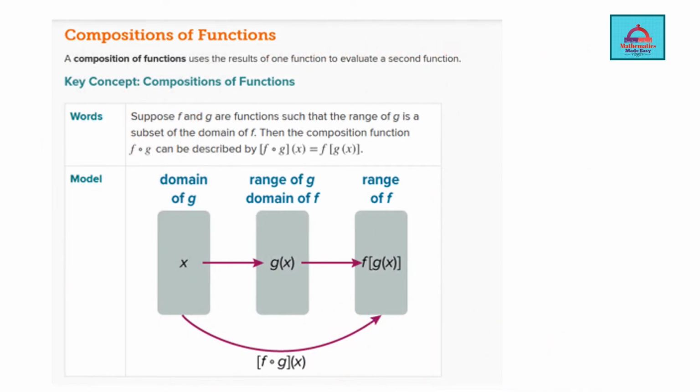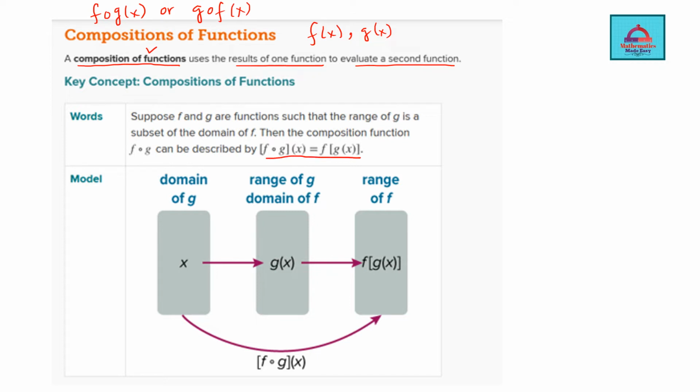Okay, so let's understand the composite functions and how we find them. First of all, you should know the definition. It uses the results of one function to evaluate a second function. That means there are two functions, f(x) and g(x), that are given to you, and you find the composition of function. How do you write it? You write f o g of x or g of f(x). For these two functions you write the composition, and it is defined by this expression.